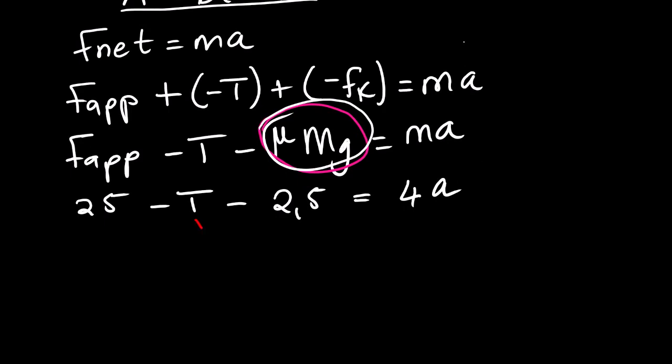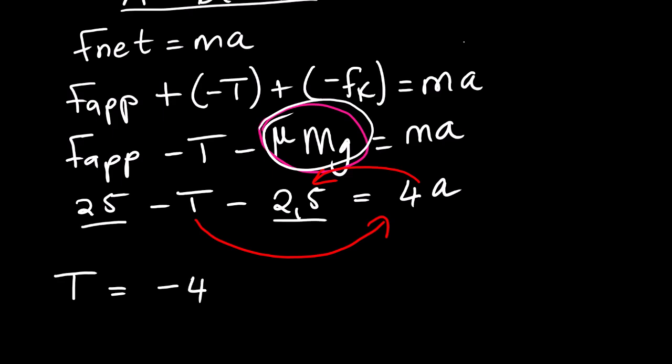We can simply take this to this side and then this one to the other side. So tension T on this side is negative. When you transpose it, it will be positive T. It is equal to A; for A it's positive, when you transpose it becomes negative 4A. And then 25 minus 2.5 is equal to 22.5. Then we label this as equation 1.